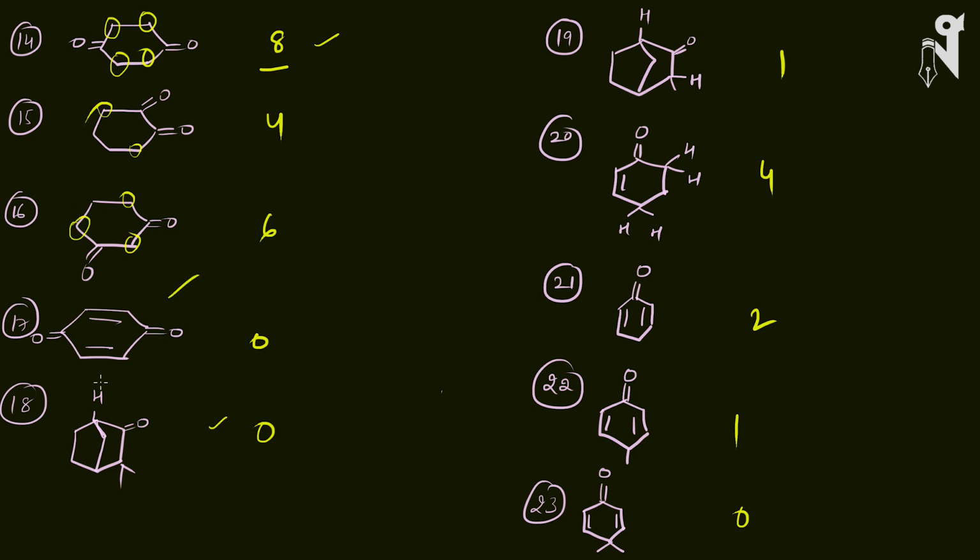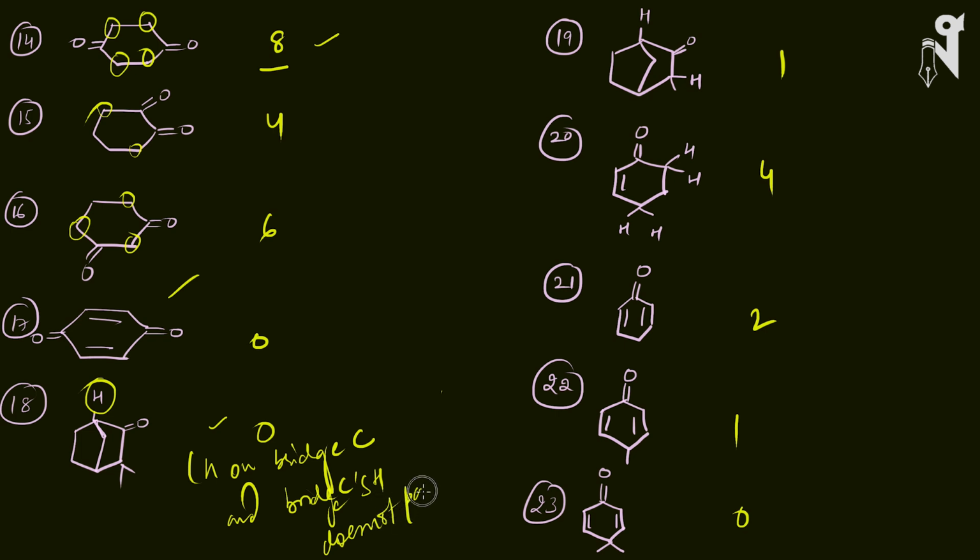Though it looks like there is a hydrogen over here, but this is a hydrogen on a bridge carbon, and a bridge carbon's hydrogen does not participate in tautomerization. Why? Because of Bredt's rule. What is Bredt's rule?